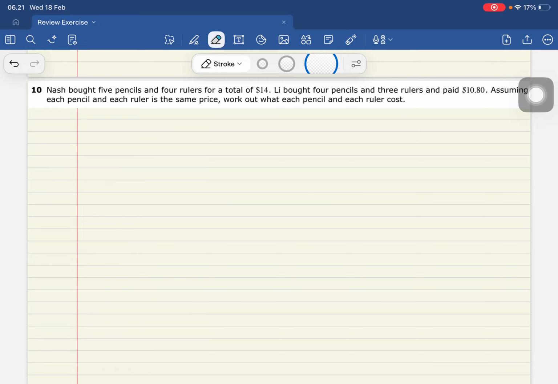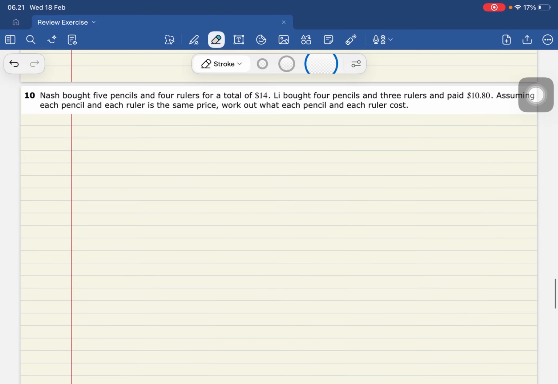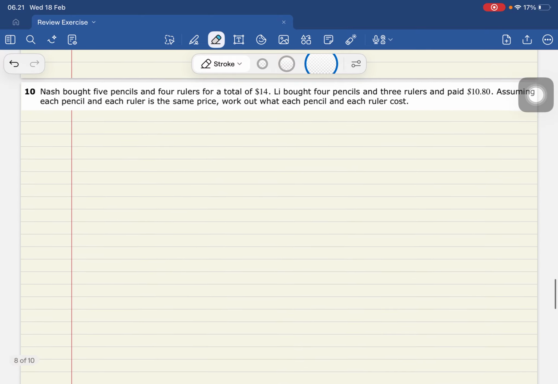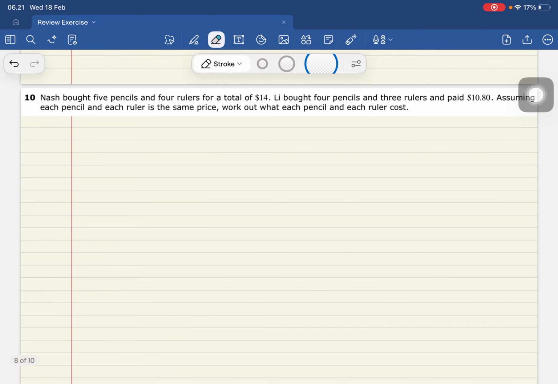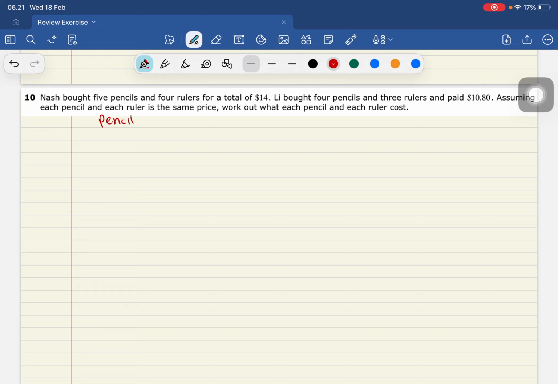Hello, I'm going to solve a review exercise for further solving equations and inequalities. Let us take a look at number 10. It's about 5 pencils and 4 rulers. Before we start, let us make the pencil x and the ruler y. The first: 5 pencils plus 4 rulers equal to $14.